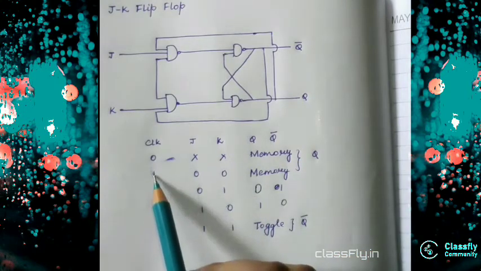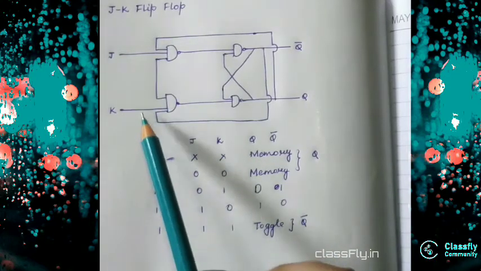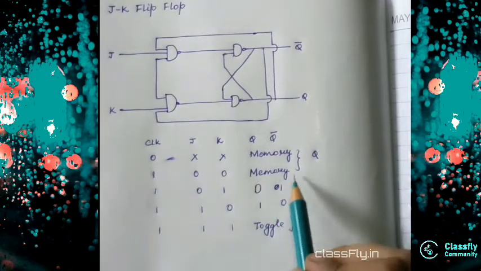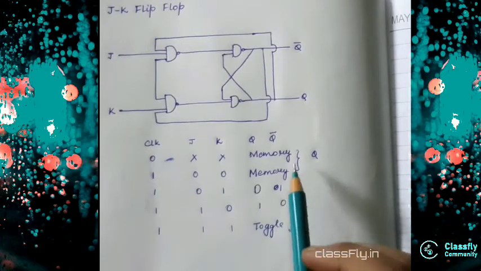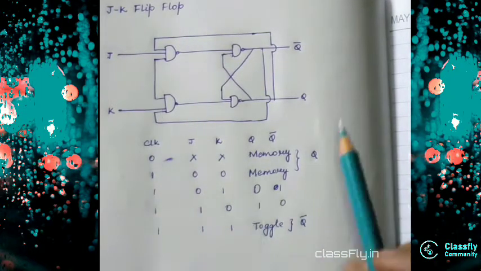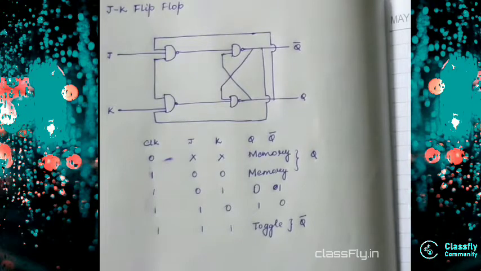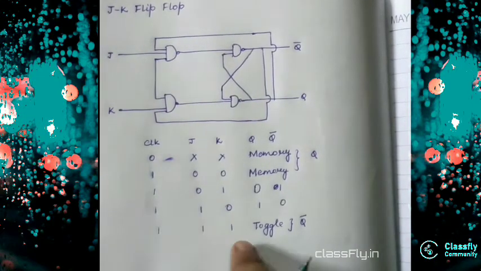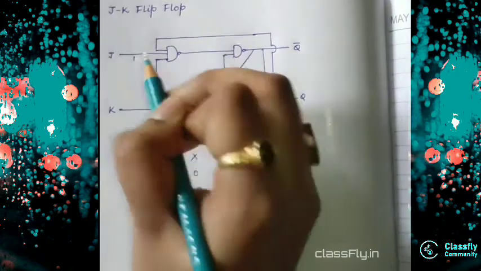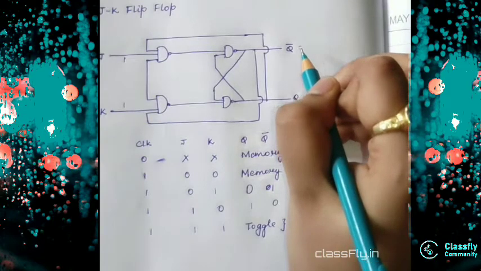Whenever I give my clock high and JK is 0-0, that means both inputs are 0, it will give me the memory, similar to my SR flip-flop. And when I give the input as 1-0, I get the output as 1-0, similar to the SR flip-flop. The only difference in the JK flip-flop is the last state, that is when J is 1 and K is 1.